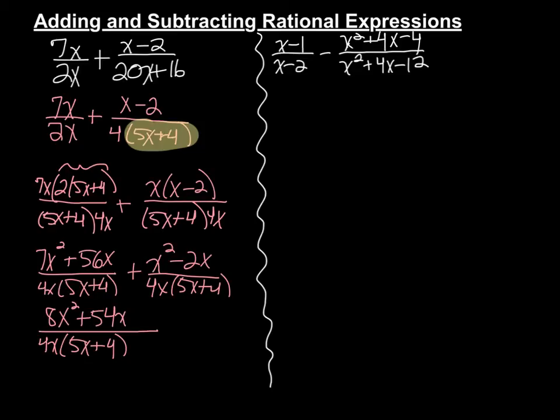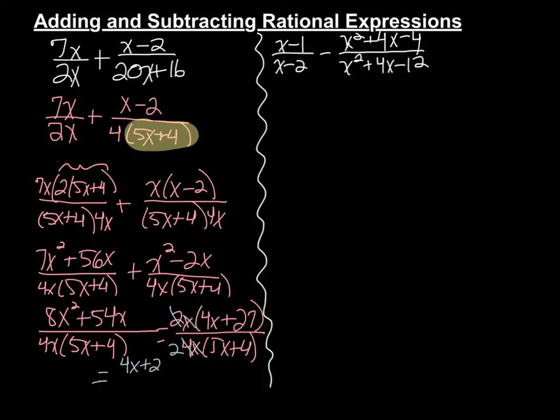The last step, if possible, is to take a GCF out of the top. So if I factor out a 2x, that would leave me with 4x plus 27 over 4x times 5x plus 4. The x's would cancel, and 2 over 4 reduces down to 1 over 2. So my final answer would be 4x plus 27 over, distribute the 2, 10x plus 8.